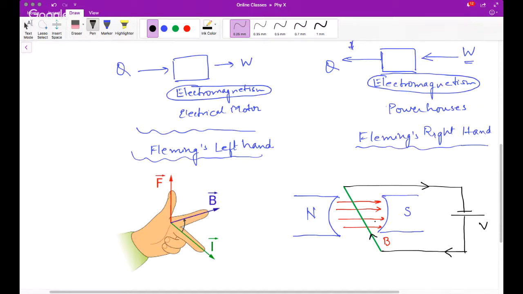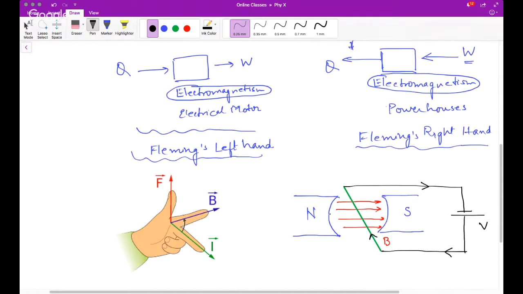Now, if you know the field and you know the current, you can find out what will happen. This conductor will start moving in this field without doing any external work. So let's say we don't need to do anything. Even if you leave it like that, this particular conductor will start experiencing a force.